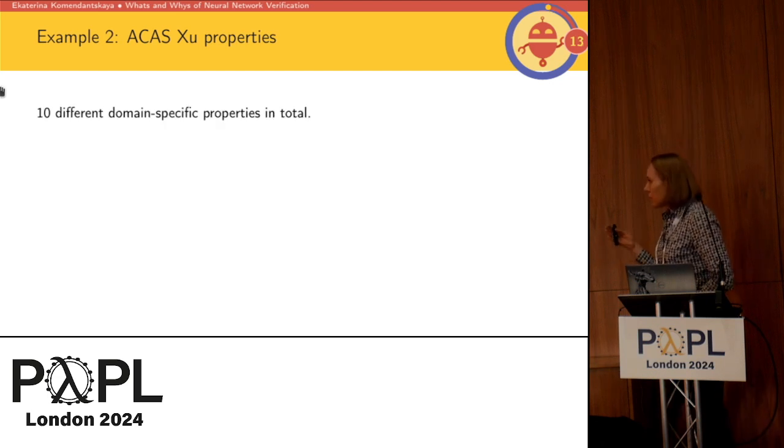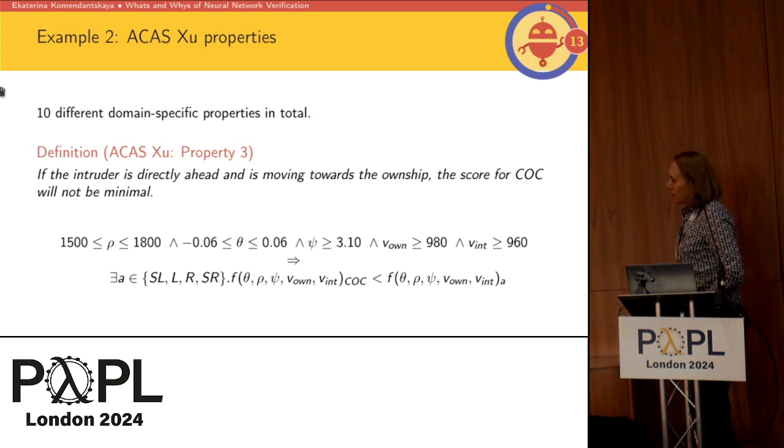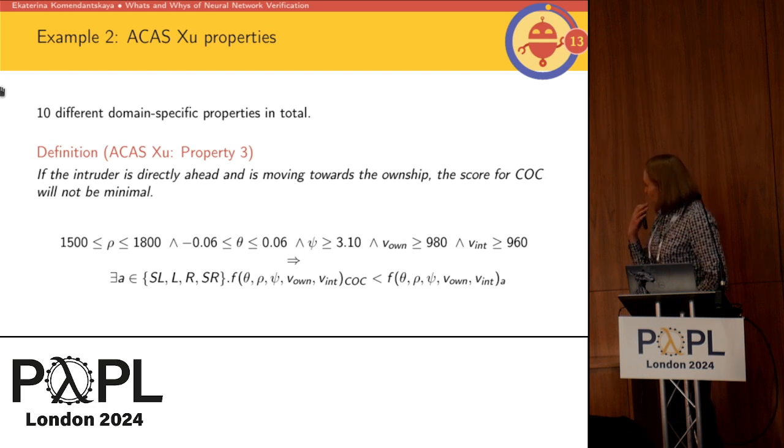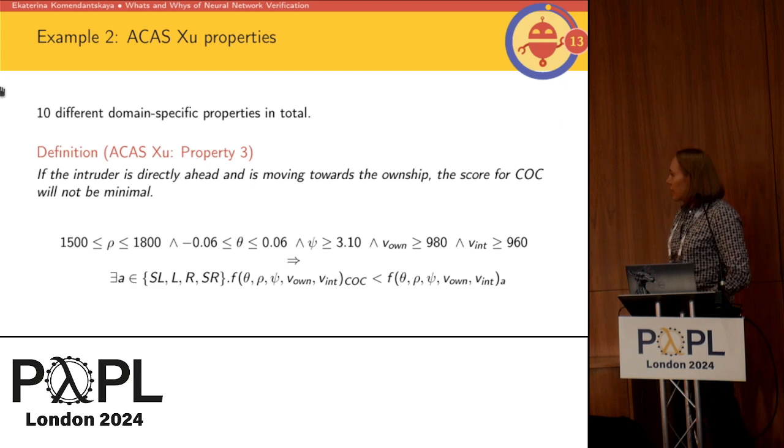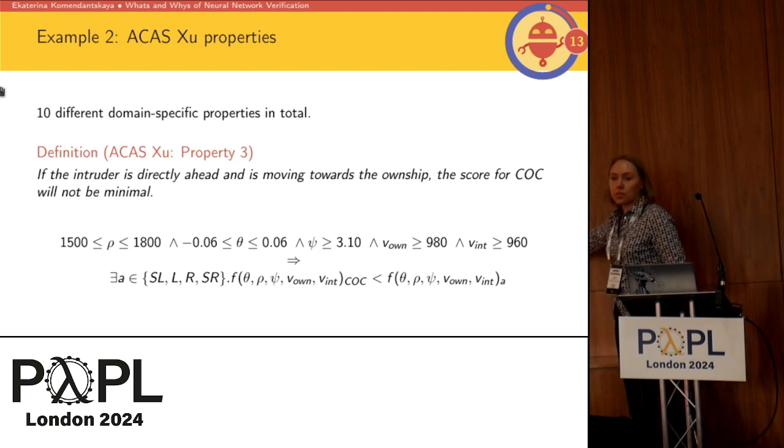And in the original problem, there were 10 different domain-specific properties. And I'll only give you an example because it's not so important for this talk, but just by means of an example. So ACAS property 3: if the intruder is directly ahead and is moving towards the ownship, the score of clear-of-conflict will not be minimal. And then you get essentially a first-order formula suitable for an SMT solver to crunch.